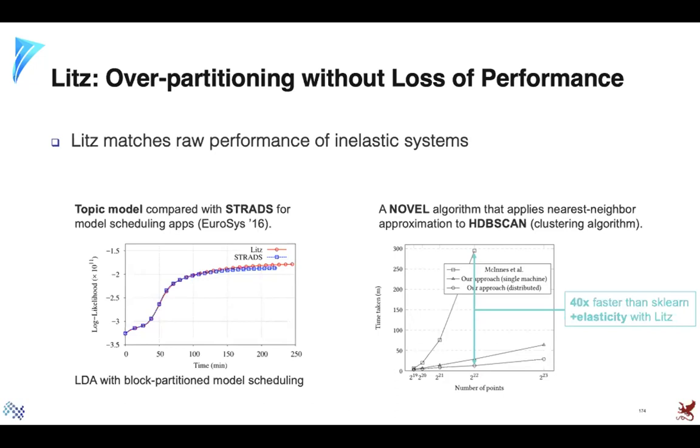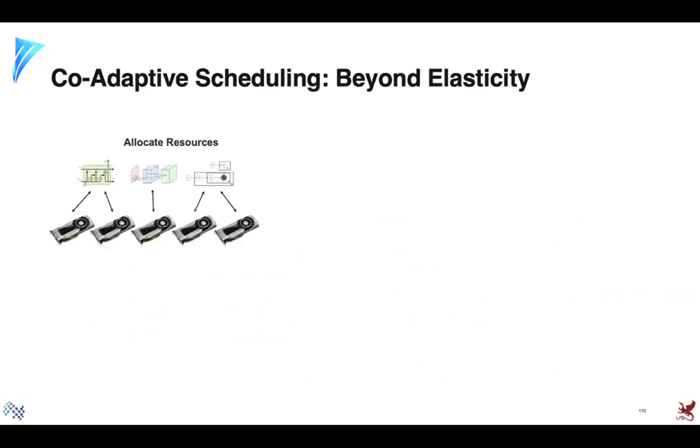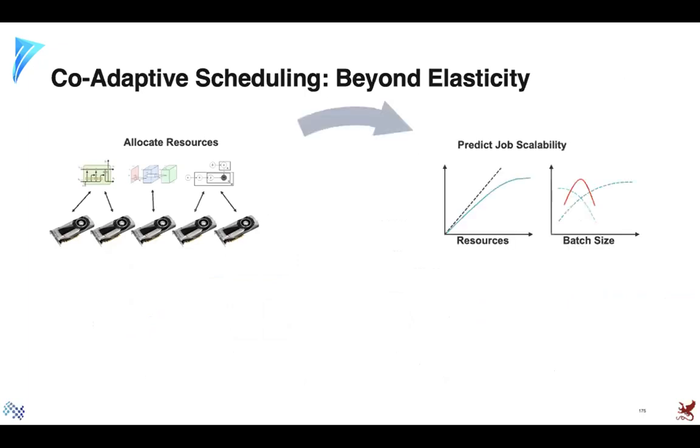For example, a recent system named Strats, or LITS, can actually be used to implement new algorithms which speed up training, but is also elastic in nature. So elastic scheduling itself may not be enough to ensure the most efficient training for each job using the cluster, because the training job itself needs to be retuned to take the most advantage of the resources it's given. So this is where something called co-adaptive scheduling comes in.